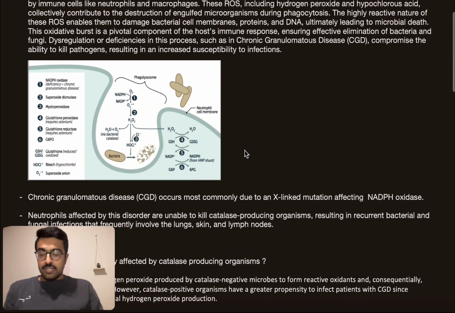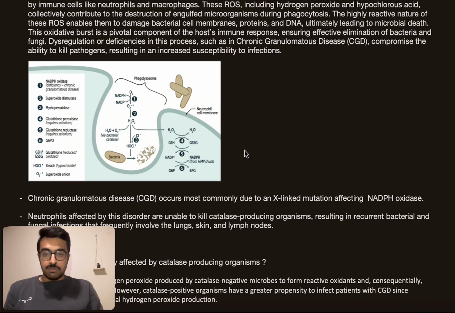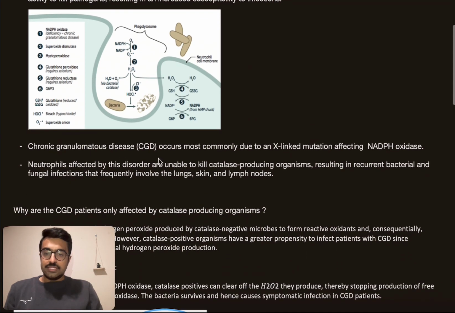So to enter chronic granulomatous disease, why was this physiology important? Because in patients with chronic granulomatous disease, that is CGD, there is a deficiency of the enzyme NADPH oxidase. CGD occurs most commonly due to an X-linked mutation affecting NADPH oxidase, because of which the downstream mechanism doesn't take place inside the cell, the bacteria are not lysed, and patients are susceptible to recurrent infections.